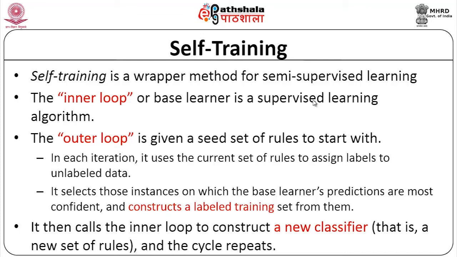The inner loop is a base learner or supervised learning. So, given a pattern it will just learn, or the exact learning. The outer loop is given a seed set of rules to start with. In each iteration it uses the current set of rules to assign labels to the unlabeled data. Then of that newly labeled data, it will select the most confident examples and construct a labeled training set for the learning algorithm. So, now you have a new classifier with a new set of rules, and then you repeat this from the second step again.